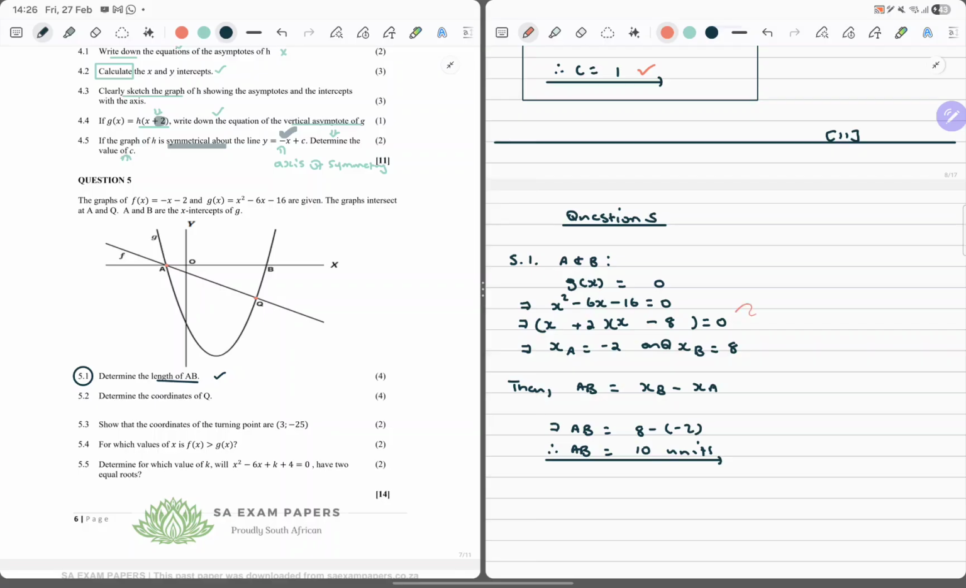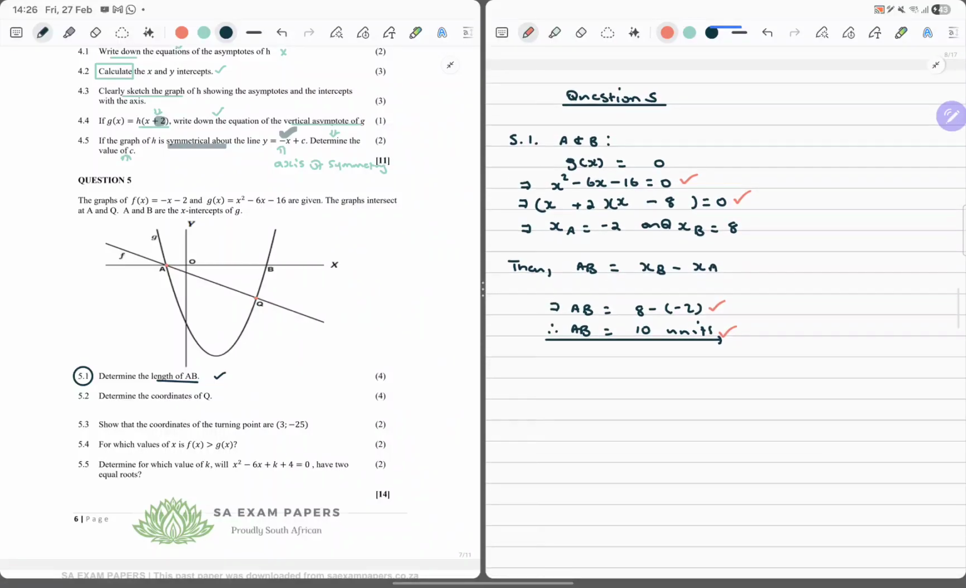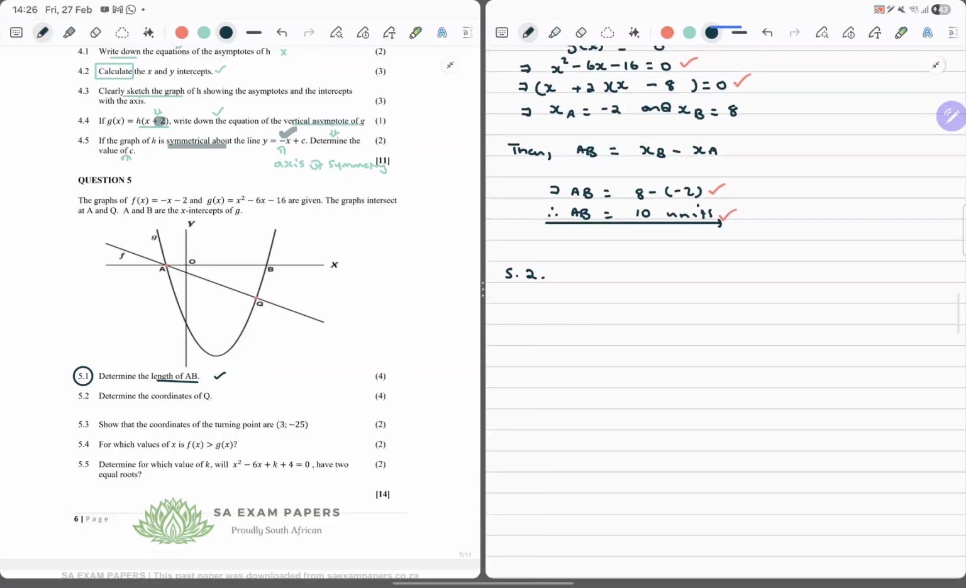Okay, so what are we doing here? Factorization, the method, and the answer. And knowing that we have to equate this to 0, maybe it's an extra mark. It doesn't really matter at this stage. We just take the marks and go. So 5.2 says we need to determine the coordinates of Q.